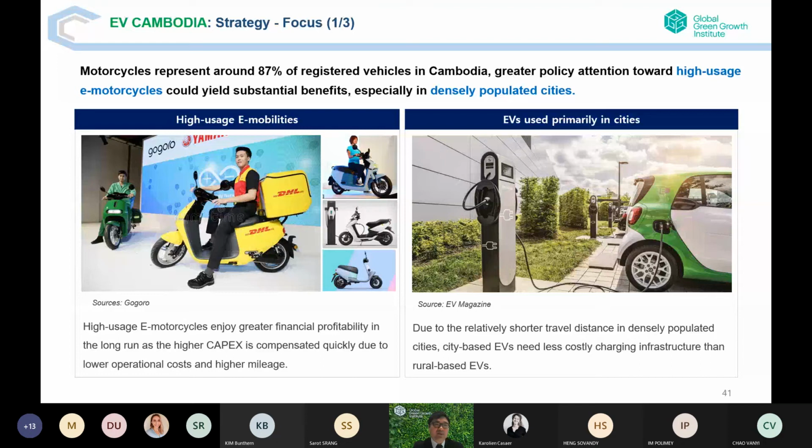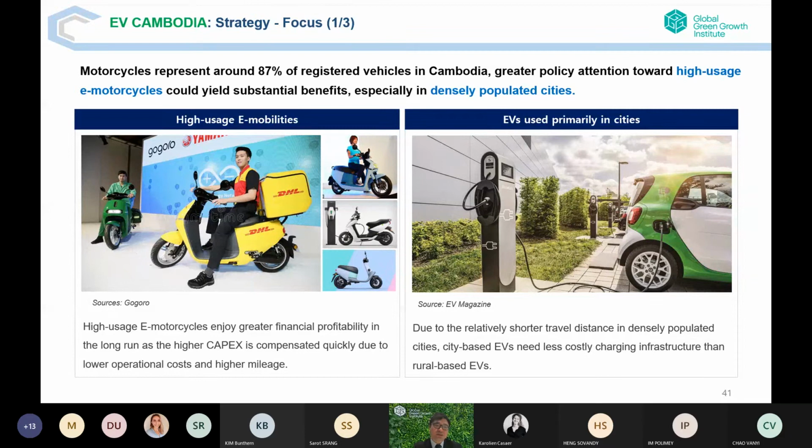So motorcycles represent about 87% of registered vehicles in Cambodia. So first of all, we have to focus on the e-motorcycle. Because of the high use of motorcycles, high-use e-mobility enjoys greater financial profitability in the long run, as a higher capital expenditure is compensated quickly due to the lower operational costs and higher mileage.